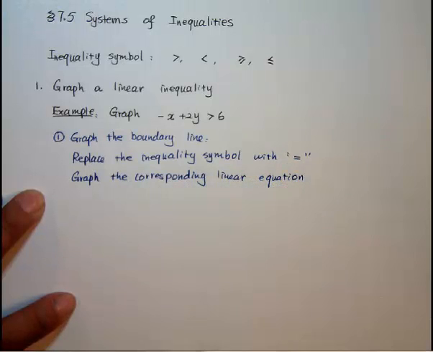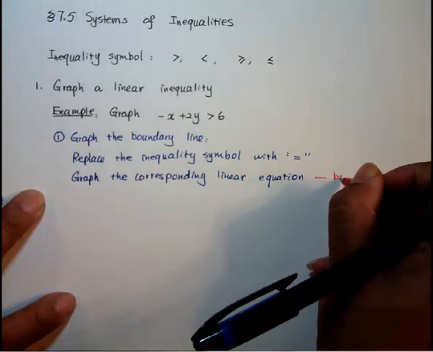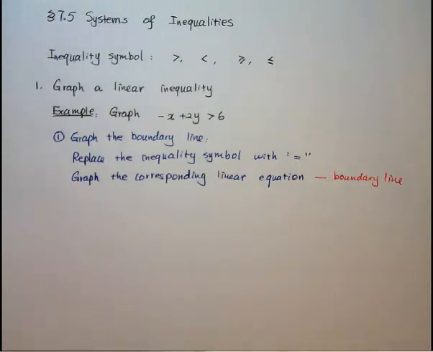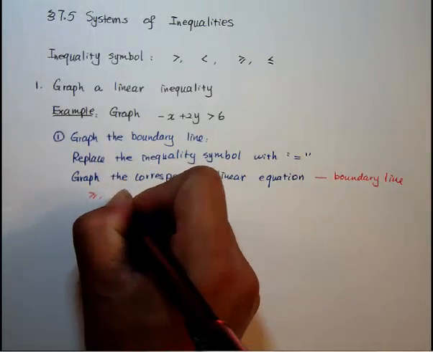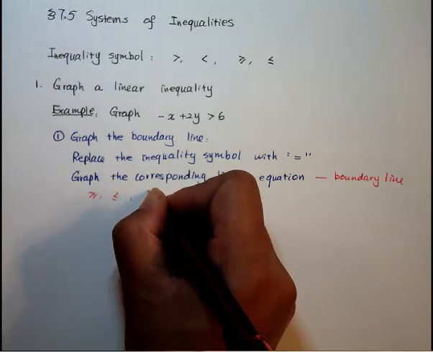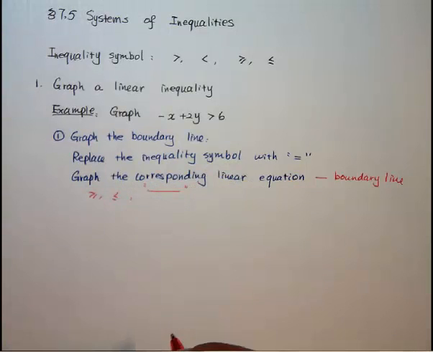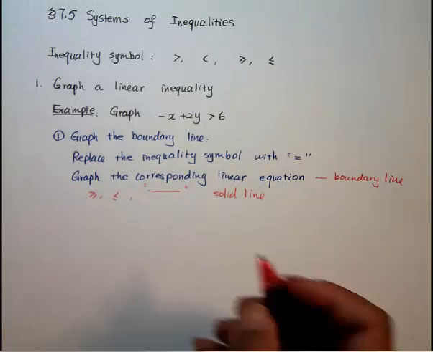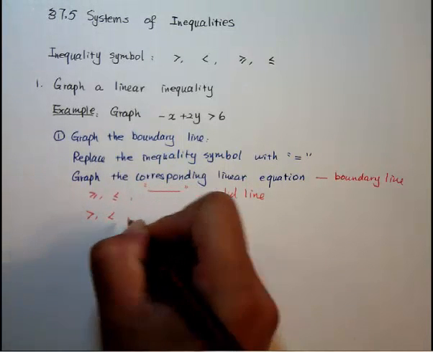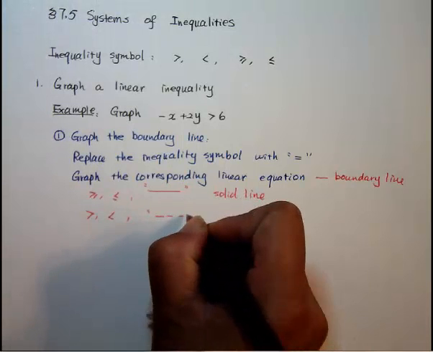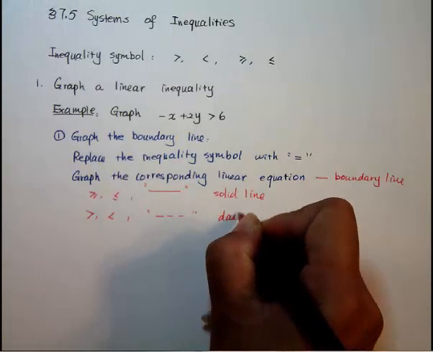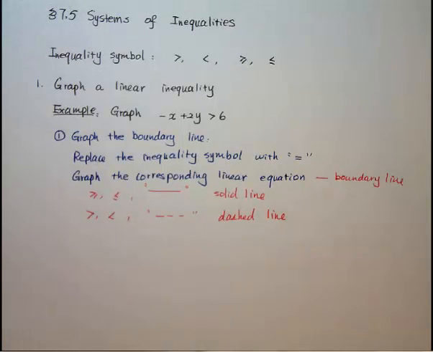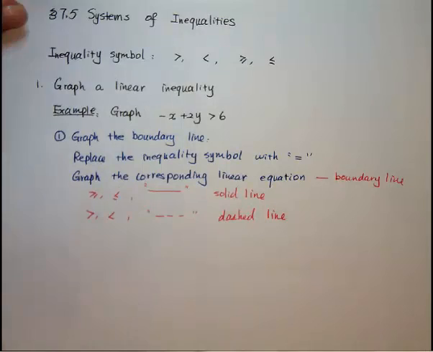So this is the boundary line we are talking about. In this boundary line, if we have greater than or equal to, less than or equal to, that indicates we are including the points on the line, so we will use the solid line. If we have no equal sign, then we are going to use the dashed line, indicating we are not going to include the points on the line as part of the solutions. Coming back to our example.